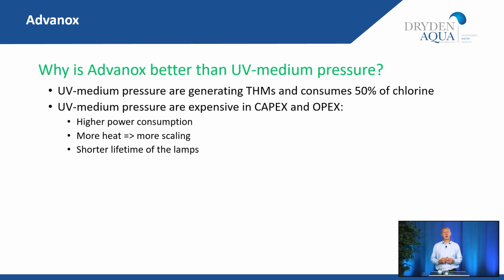But I think the biggest one is that medium pressure systems are very expensive, not just in terms of capex, but also the operating expenditure. They've got that high power consumption, very energy hungry. They produce a lot of heat, and the quartz sleeves tend to scale up over time, and they need to be cleaned with sophisticated automatic wiping systems. And the lamps have a much shorter life expectancy as well.